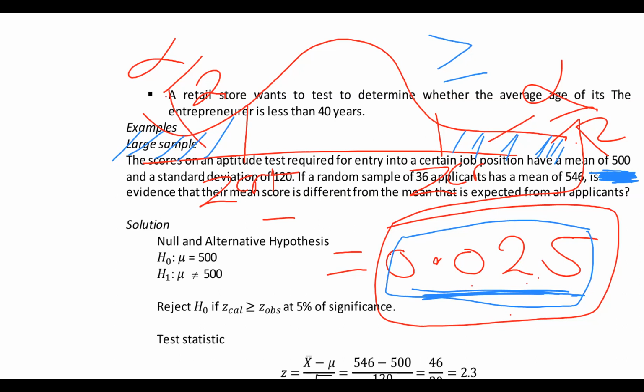That's the value that we are going to put here and here on the negative side. And we call that a Z critical. It's a critical value that is coming from the table. How do we get it?